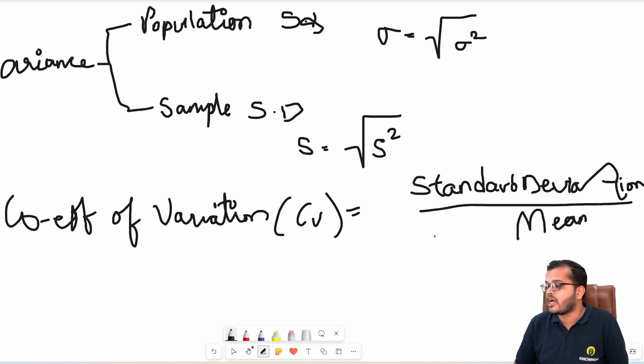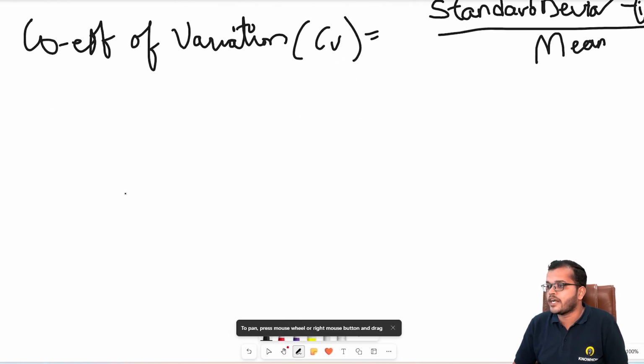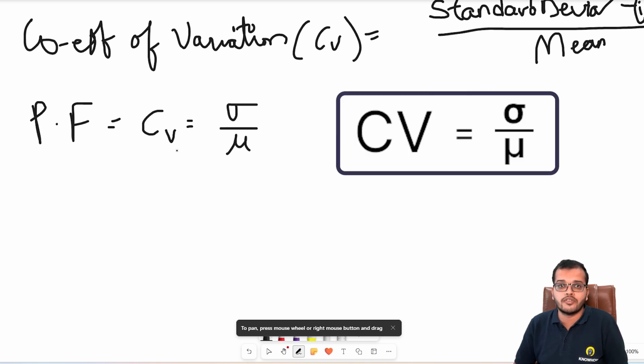So here what we have to do is, for example, if I would like to calculate the population formula. Here I am going to consider it in terms of the coefficient of variation, so I'll go with CV equal to sigma by mu. This is what we go with for the population formula.